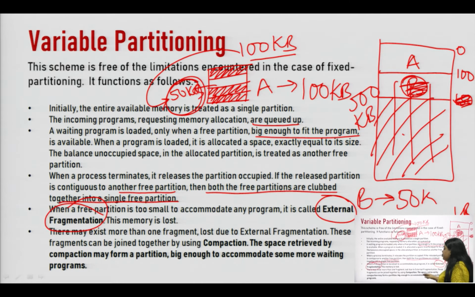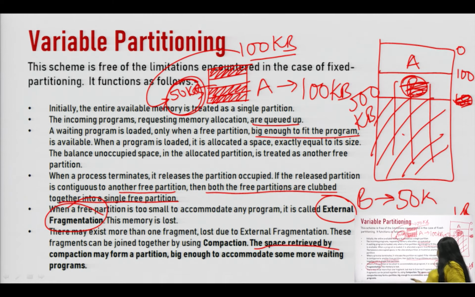And if there exists more than one fragment lost due to external fragmentation, these fragments can be joined together using compaction. Now, compaction is a technique where we can join multiple free spaces that are left here and there. So, there can be very small processes which have come inside and they have taken some space and they have finished their execution and they have left. So, these free memory blocks are left out here and there.